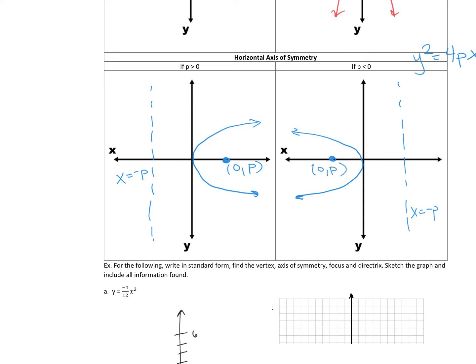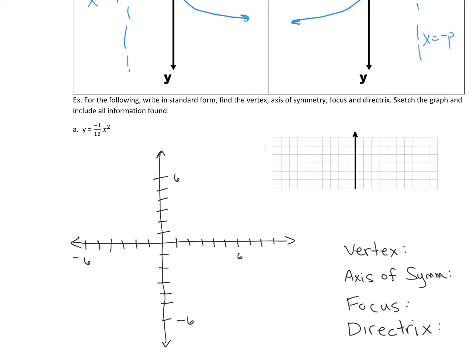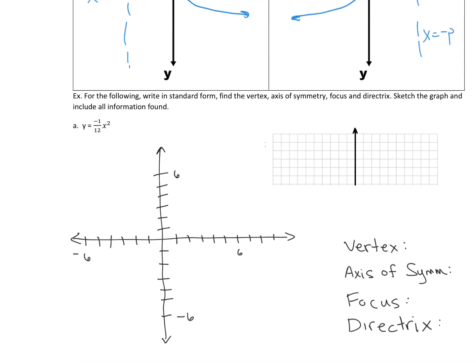So let's take a look at some examples, because what you're used to seeing is a standard parabola, y equals x squared. So what we want to do is write it in standard form, which is either x squared equals 4py or y squared equals 4px. We want to find the vertex, the axis of symmetry, the focus, the directrix, and sketch the graph.